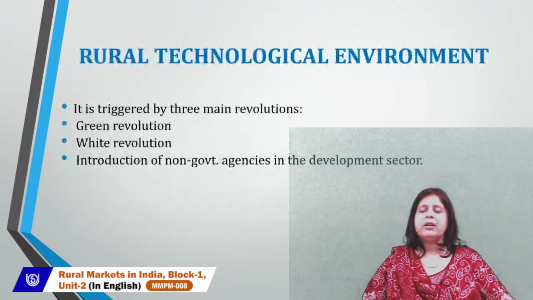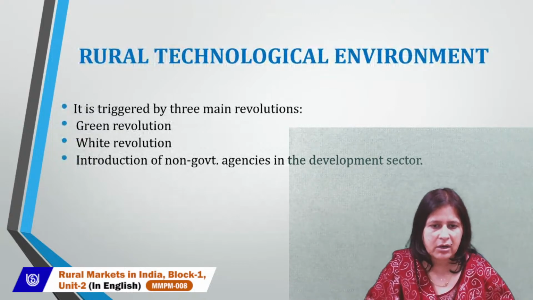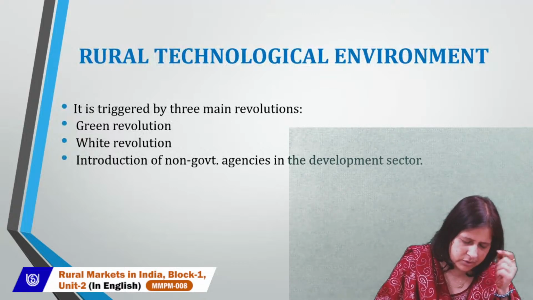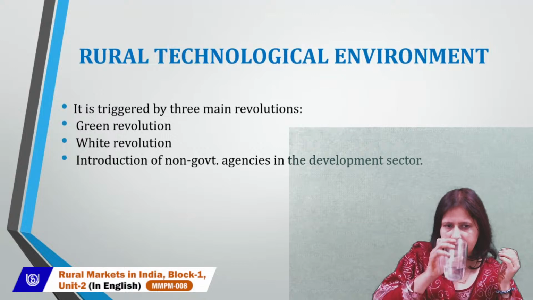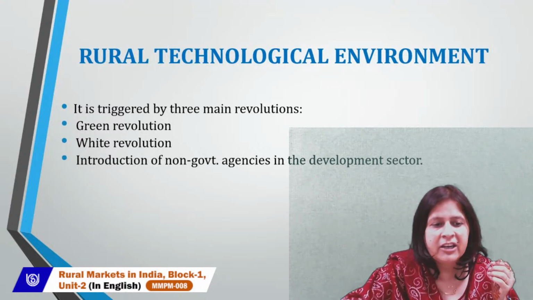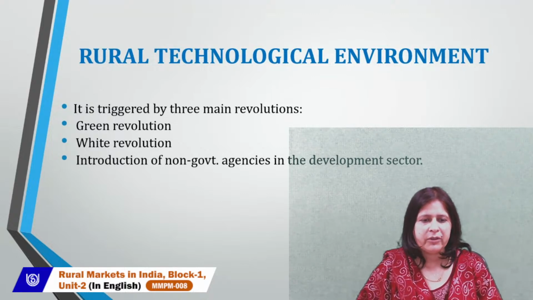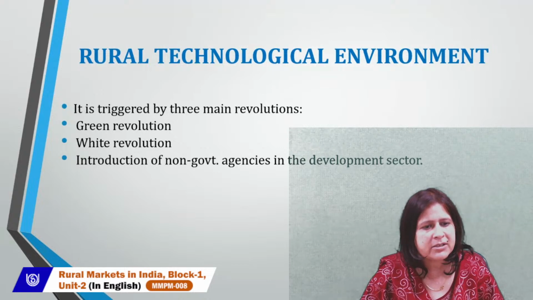Then the rural technological environment. What is the rural technological environment? It is triggered by three main revolutions: the green revolution, the white revolution, and the introduction of non-government agencies in the development sector.